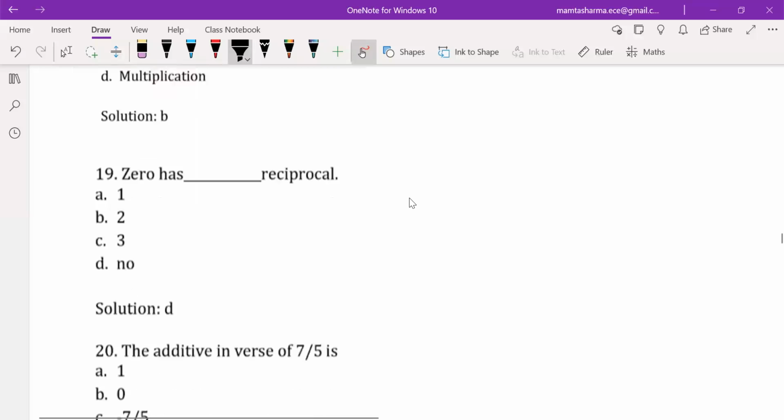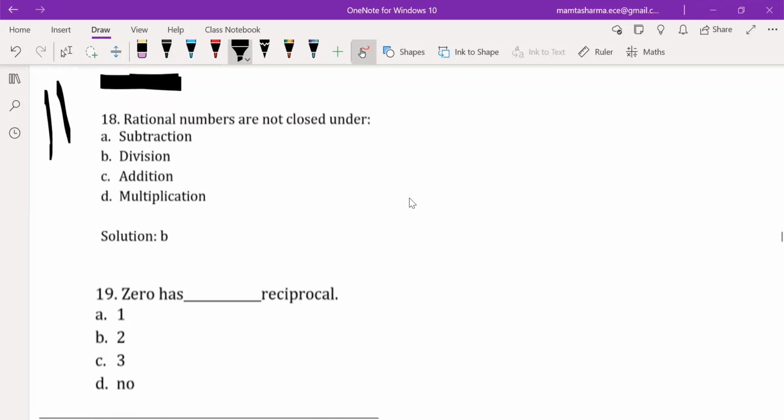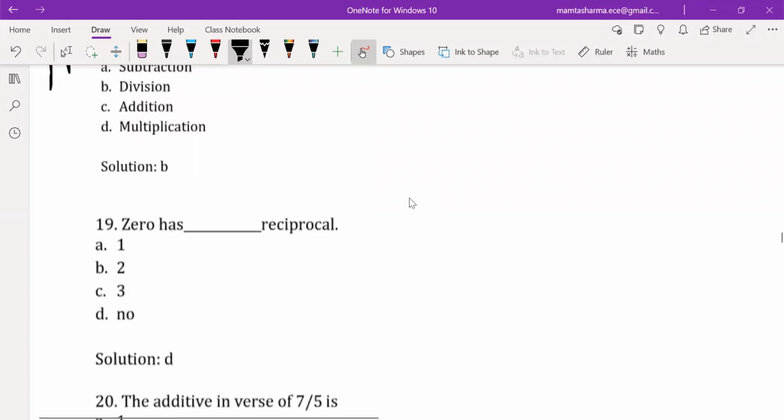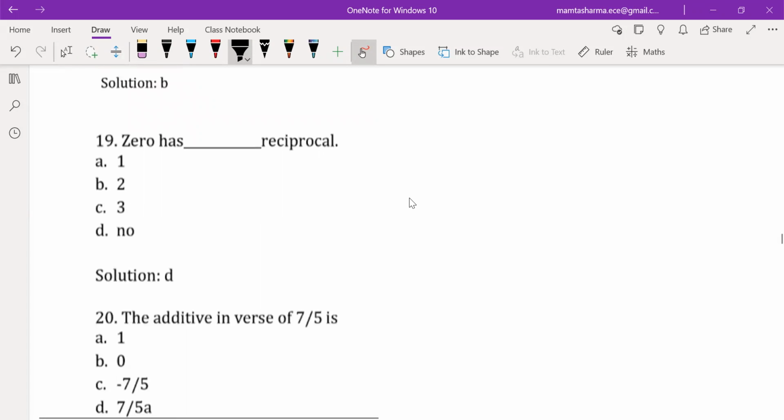So now next question. Zero has no reciprocal. No reciprocal, ma'am. Okay. The additive inverse of 7 by 5 is minus 7 by 5. Minus 7 by 5, ma'am.